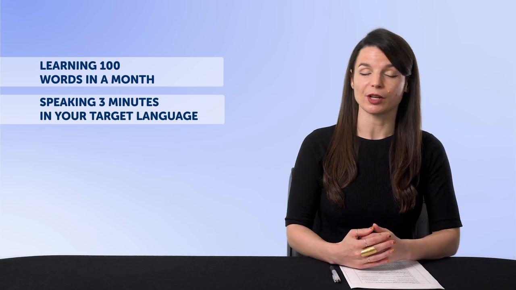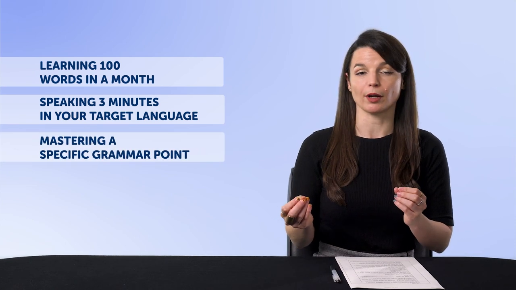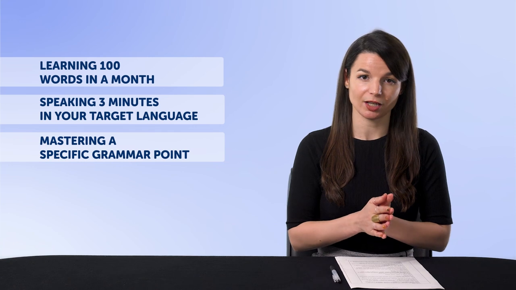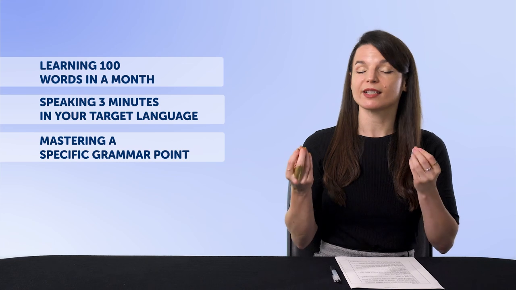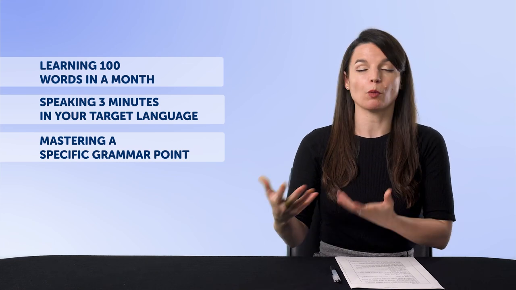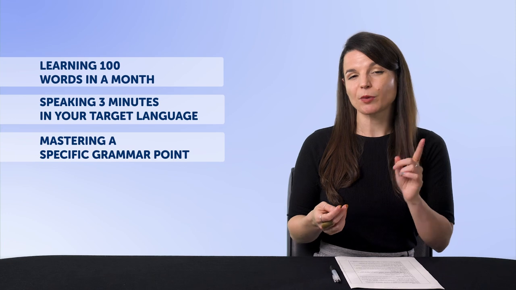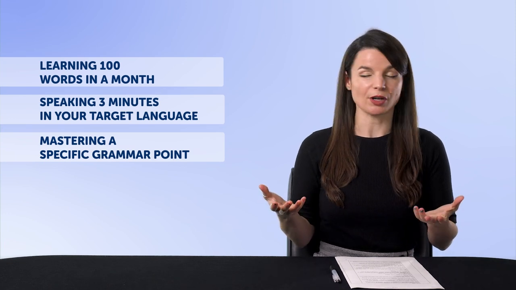But there are ways you can start being specific and intentional about your approach. Again, one of the best ways to make progress in your target language is to define what that progress is and be super specific about it. For example, learning 100 words in a month, speaking 3 minutes in your target language, or mastering a specific grammar point so you can use it freely in conversation. And the reason for that is because you have a specific goal or number, you know exactly what to look for, whether it's reaching 100 words or 3 minutes. And without a specific number, you'll never know what you're aiming for.